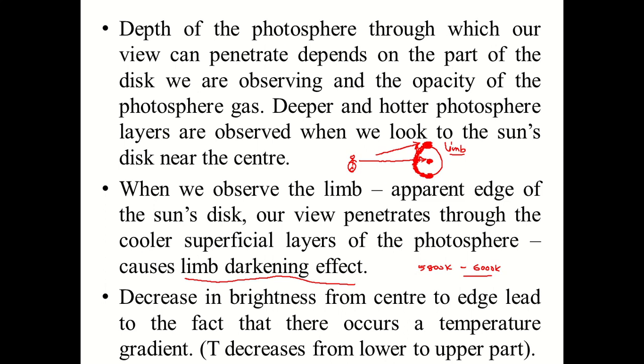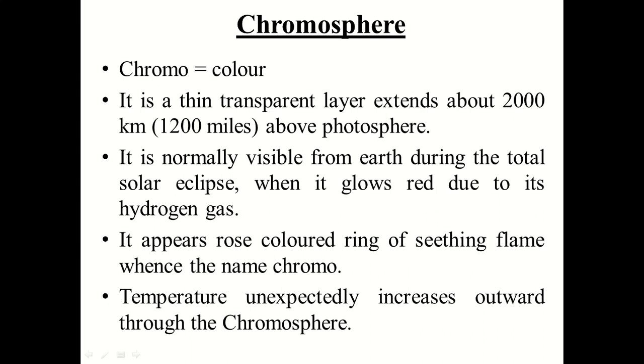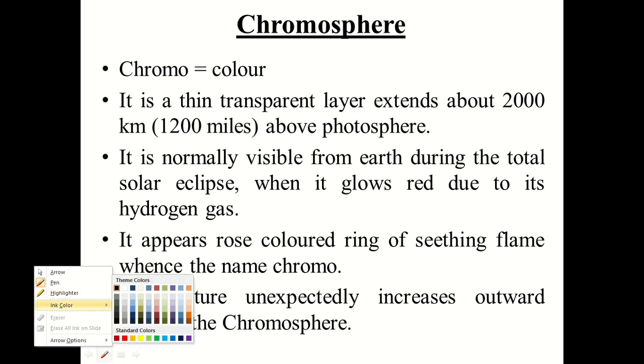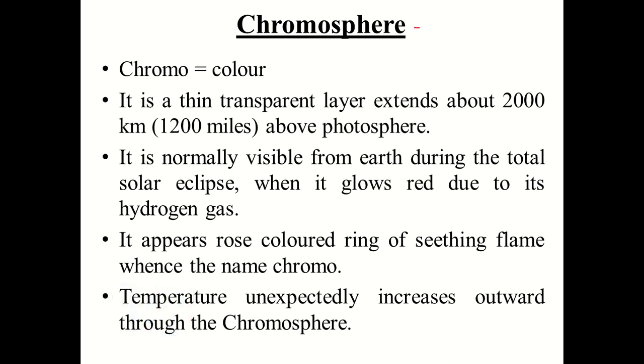Now let's discuss the second layer, which is the chromosphere. This is again originated from the Greek. Chromo means color and sphere means ball, so chromosphere means a color ball. It is again a thin transparent layer, but it is 10 times thicker than the photospheric layer, and it extends about 2000 kilometers or 1200 miles above the photosphere.